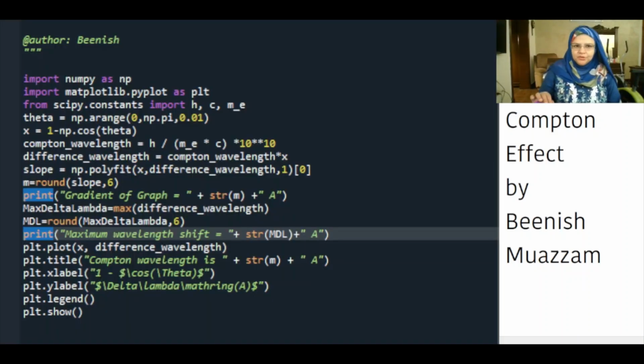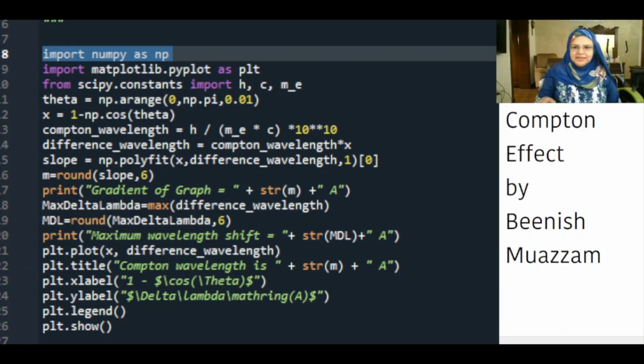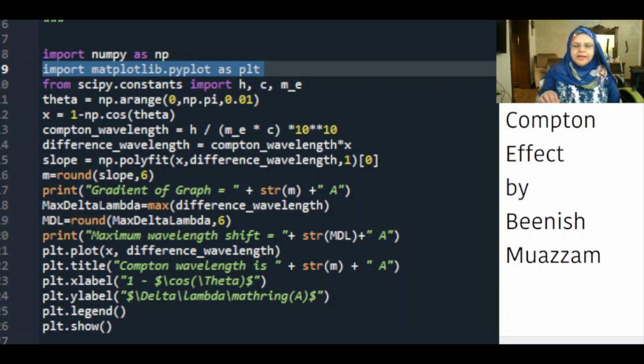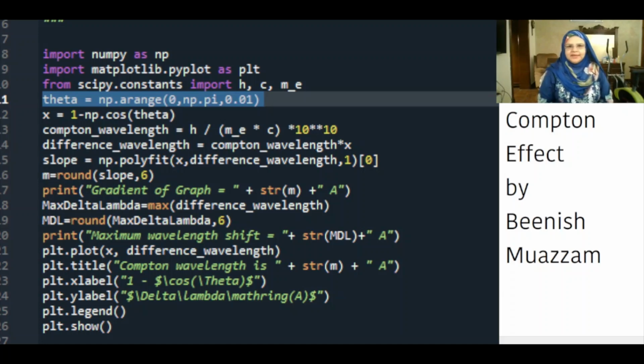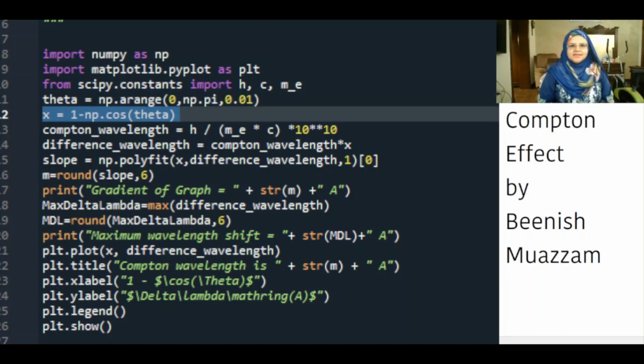Let's look at the small Python code that I wrote for Compton shift. We will import numpy as np. From matplotlib, we will import pyplot as plt. We will import some constants h, c, m underscore e. H is Planck's constant, c is the speed of light, m underscore e is the rest mass of the electron. We will take the value of theta from 0 to pi in radians with an interval of 0.01. X is equal to 1 minus np cos theta. We are importing cos from numpy and theta we are taking from 0 to pi with an interval of 0.01.